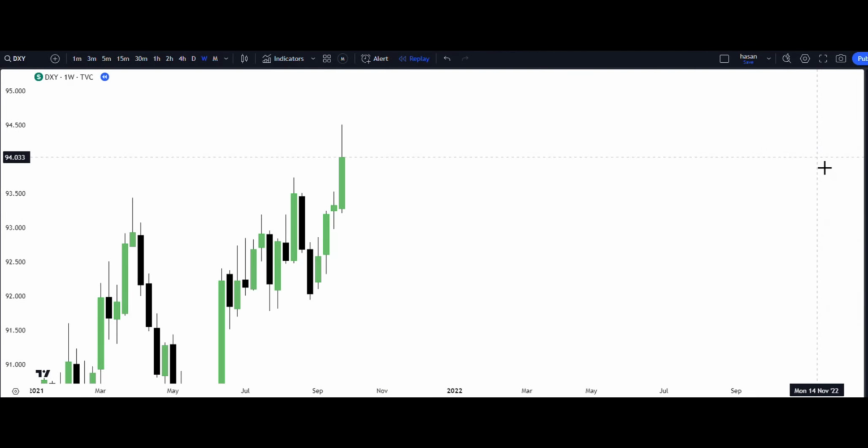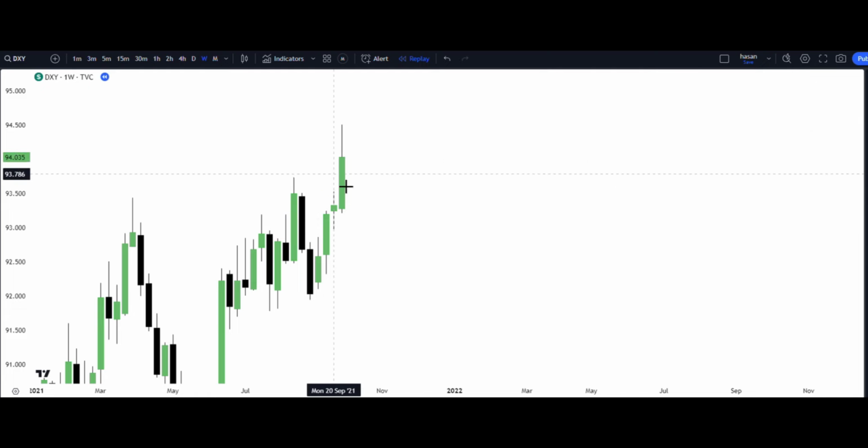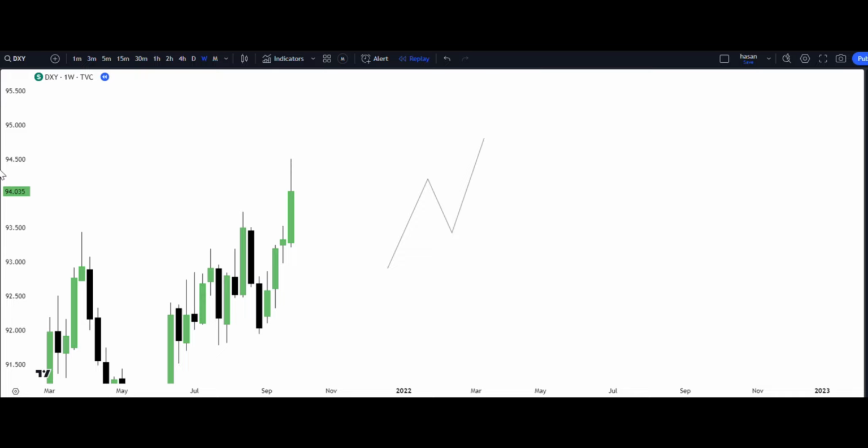Everyone, in this video we will go over identifying internal range and external range and also identifying the daily bias. Let's see what internal range and external range basically is.